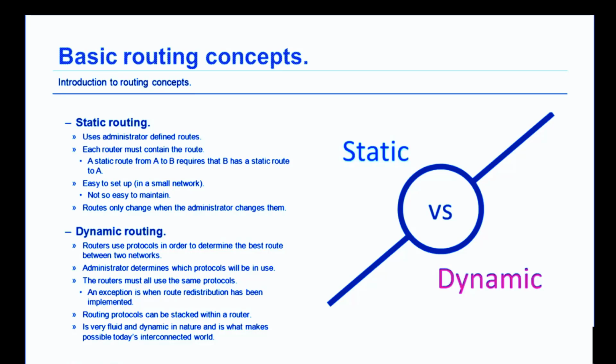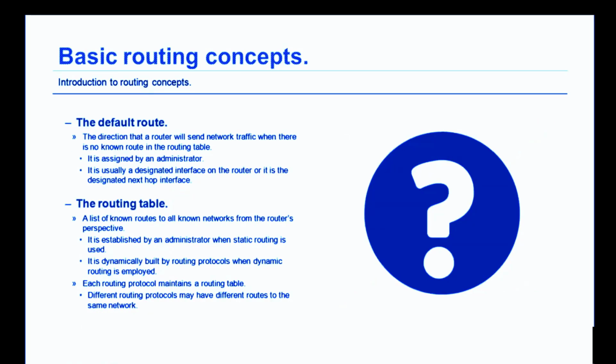Routing protocols can be stacked within a router. That means that there can be more than one dynamic routing protocol programmed into a router. Dynamic routing is very fluid and dynamic, and it's what makes possible today's interconnected world. The next concept is the default route.